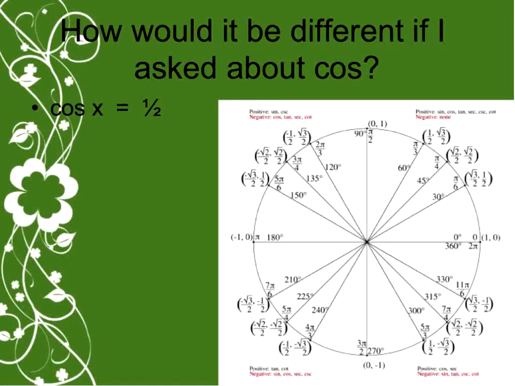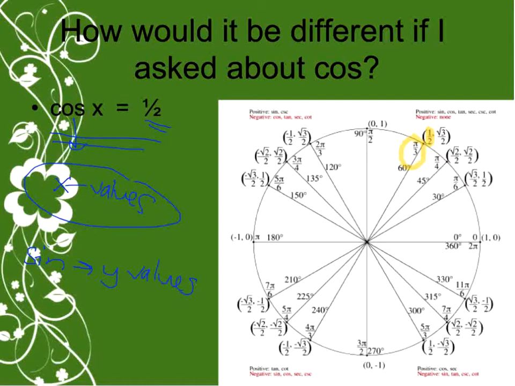Okay, great. Okay, next. So how would it be different if I asked about cosine? So this time if my equation is cosine x equals 1/2, I want all the points on my unit circle where my cosine is a 1/2. Well, we learned in Unit 1 that cosine are simply your x values. The one that we did earlier was sine, and our sine are our y values. So this time I'm looking for where are my x values 1/2. So let's look on our unit circle and highlight those spots where my x value is 1/2.